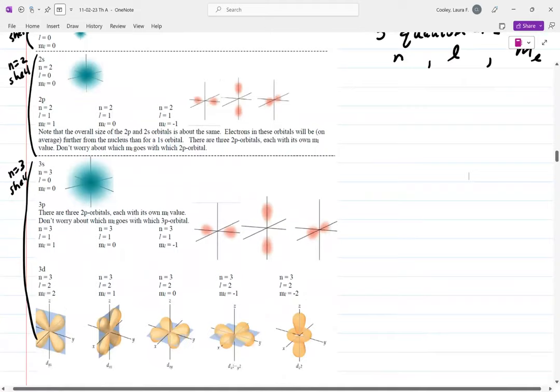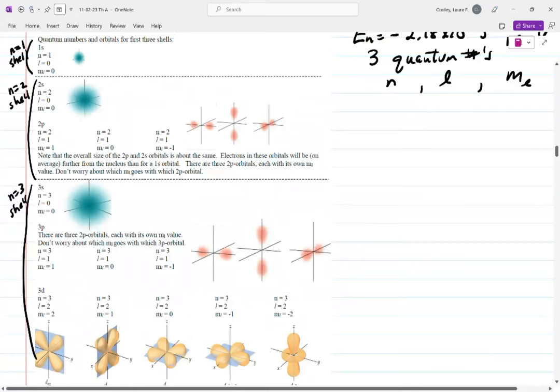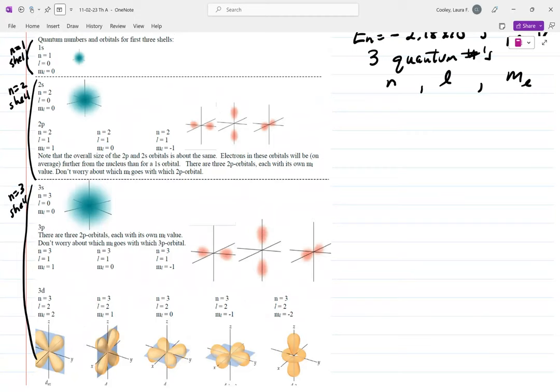We have this round looking orbital. This is the n equals one shell. And as you go from the first to the second to the third shell, you have a spherical orbital that gets larger, okay? You could see that this one is larger and this is even larger. So that's the first thing to notice.